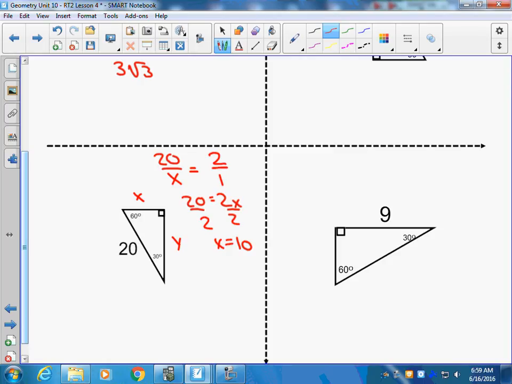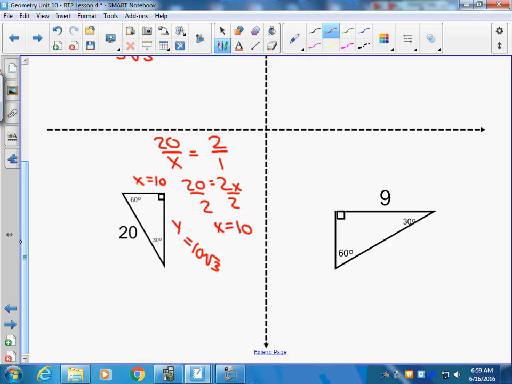Now, once we have x equals 10, you can always set up another proportion to solve for y, or you can use the conjecture and know that it's always just the short leg times the square root of 3 to get your long leg. Okay, now, last one here. This is one that's going to be one of the more difficult ones. We saw it on one of our examples before.